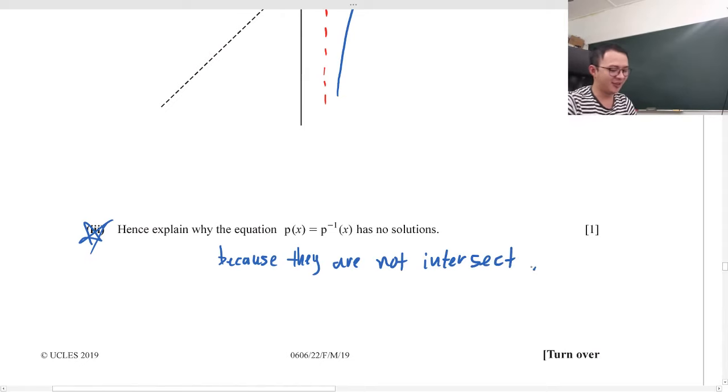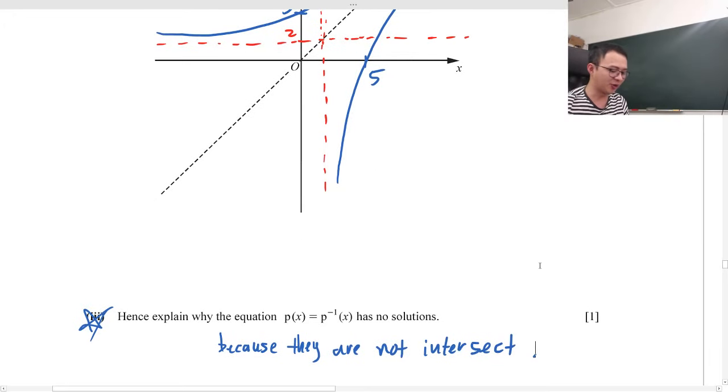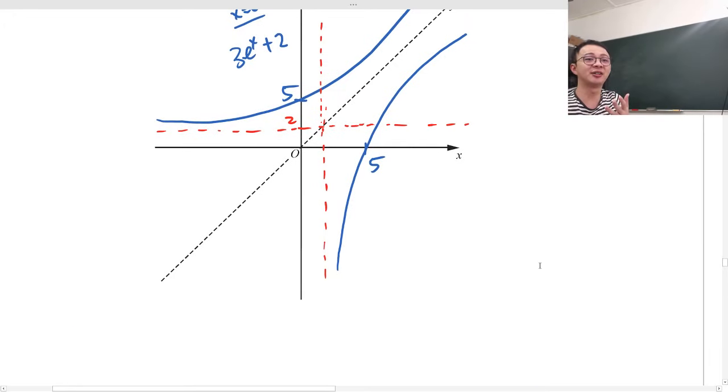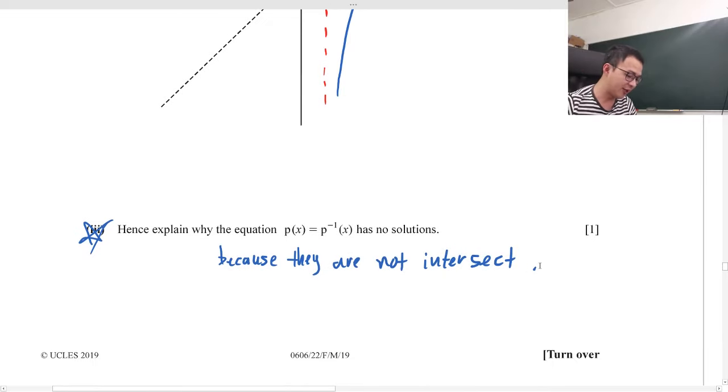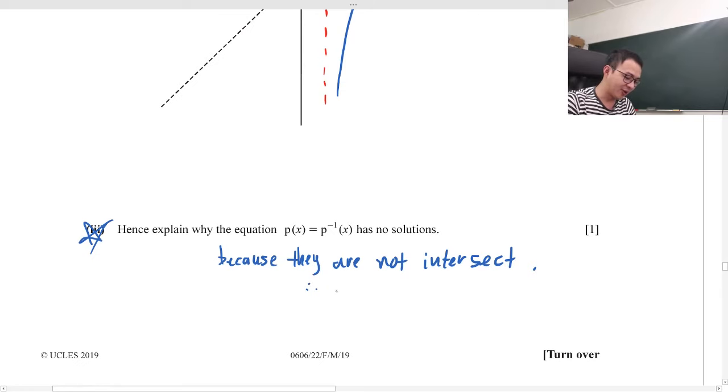Yeah, this is the easiest way of doing this because from the graph they do not intersect, or you can say because they can never intersect each other. Alright, so yep.